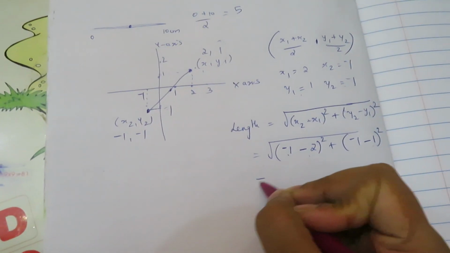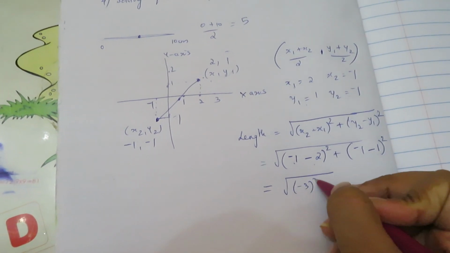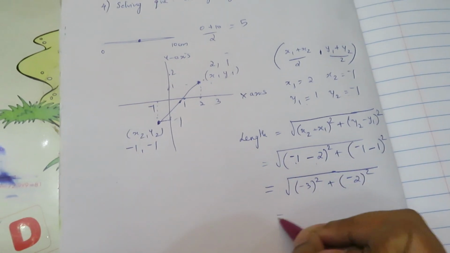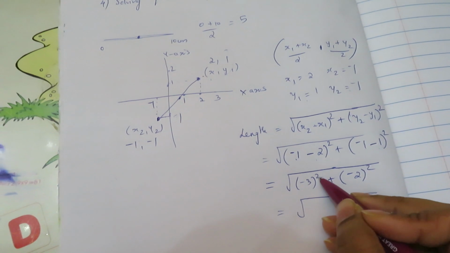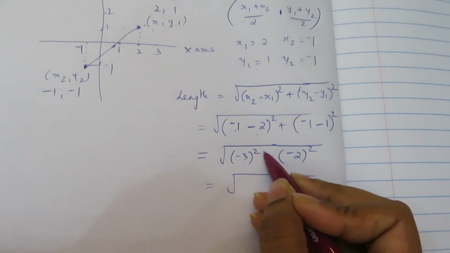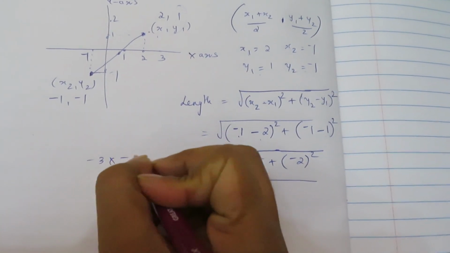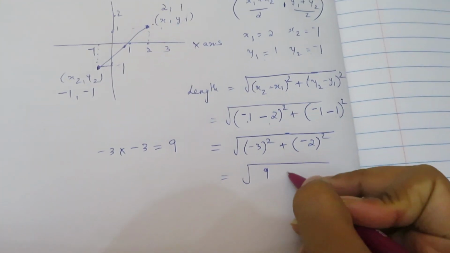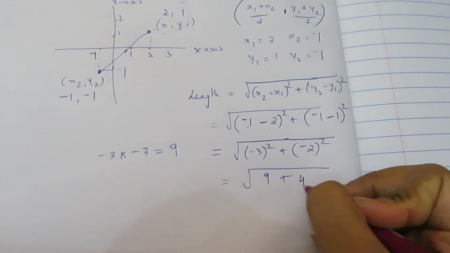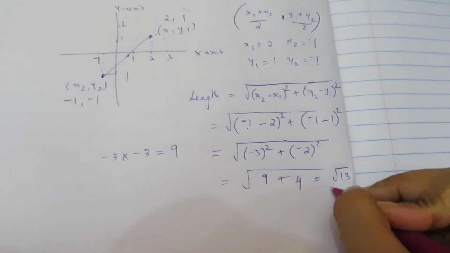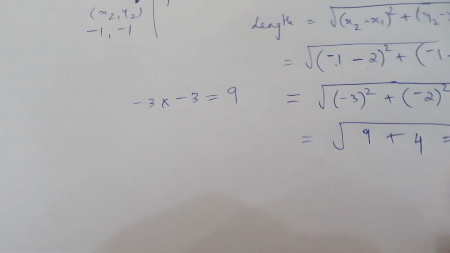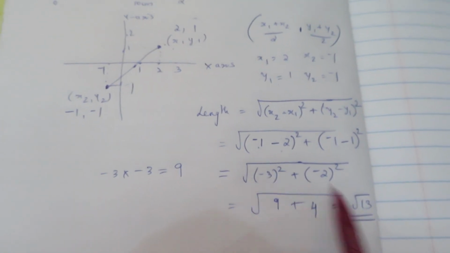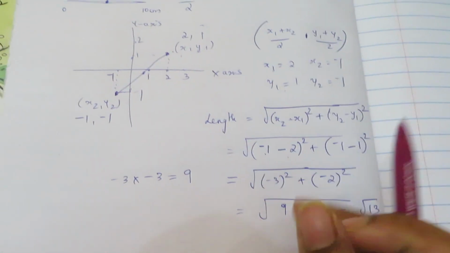Now minus 1 minus 2 is root of minus 3 the whole square plus minus 1 minus 1 is minus 2 the whole square. Now some of you don't know that minus 3 square is what? Minus 3 into minus 3. When you have 2 minuses, it's plus 9. So you have 9 plus minus 2 into minus 2 will be 4. 10, 11, 12, 13. You have root of 13 as the answer. You can use a calculator to find out what the value is. And this will be the length of this particular segment.